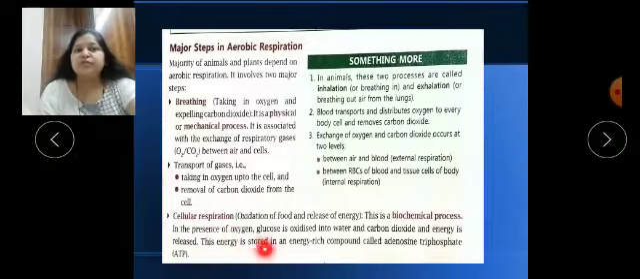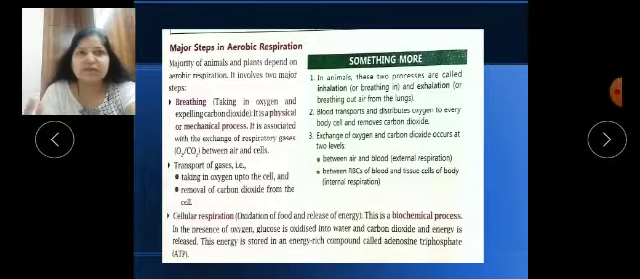In the presence of oxygen, glucose is oxidized, water and carbon dioxide are produced and energy is released, and this energy is stored in the form of ATP, adenosine triphosphate. Earlier also I told you to learn the full form of ATP. Now also the same thing, you should know the full form of ATP, adenosine triphosphate.